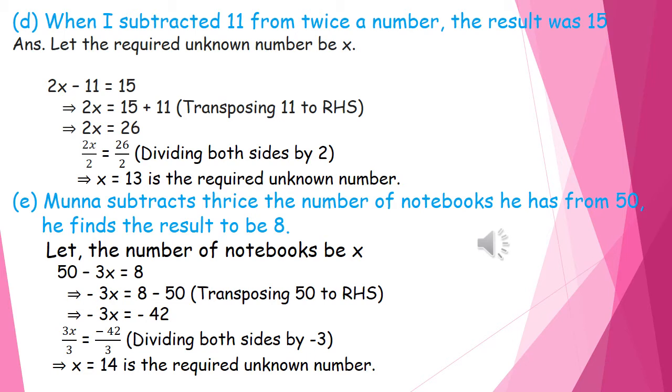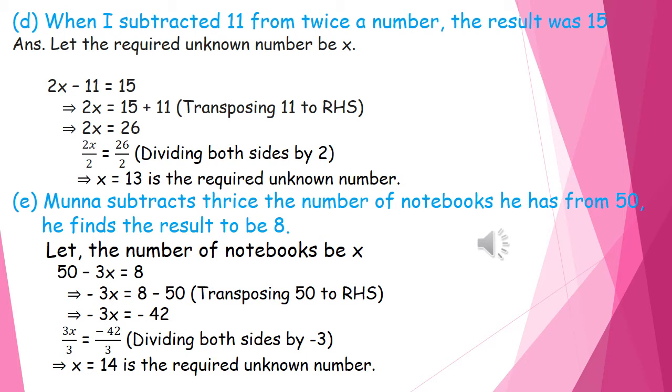Now we are removing 2, which is multiplied with x, by dividing by 2 on both sides. 2x by 2 is equal to 26 by 2, or x is equal to 13, which is the required unknown number. Part E. Munna subtracts thrice the number of notebooks he has from 50. He finds the result to be 8.